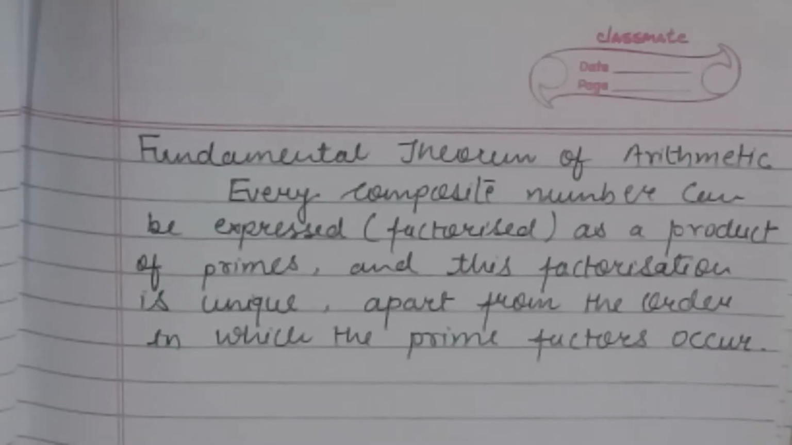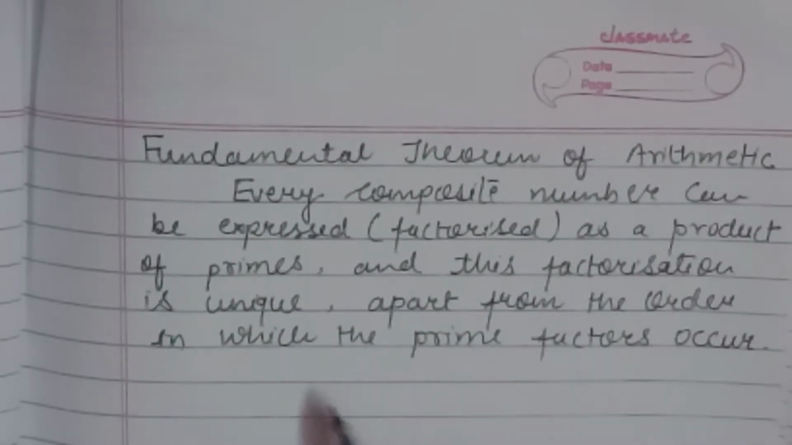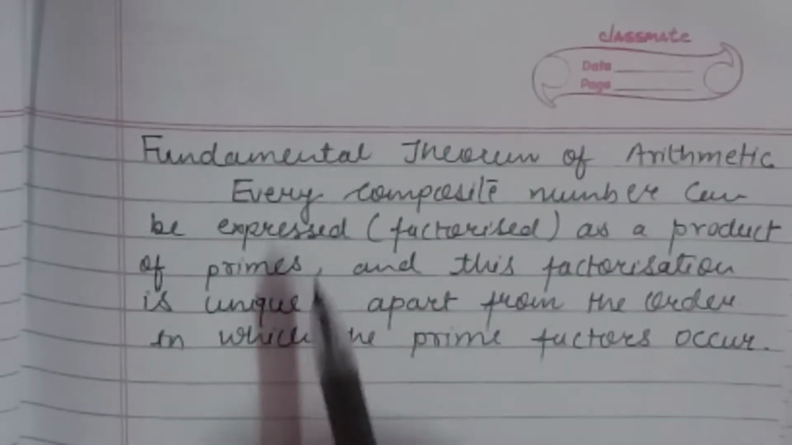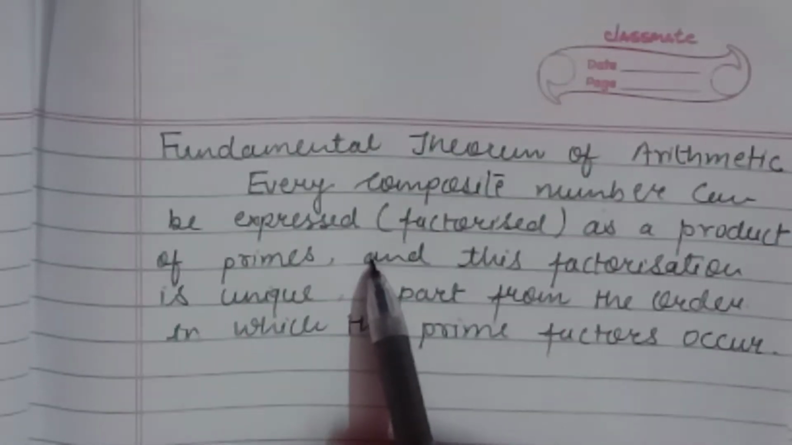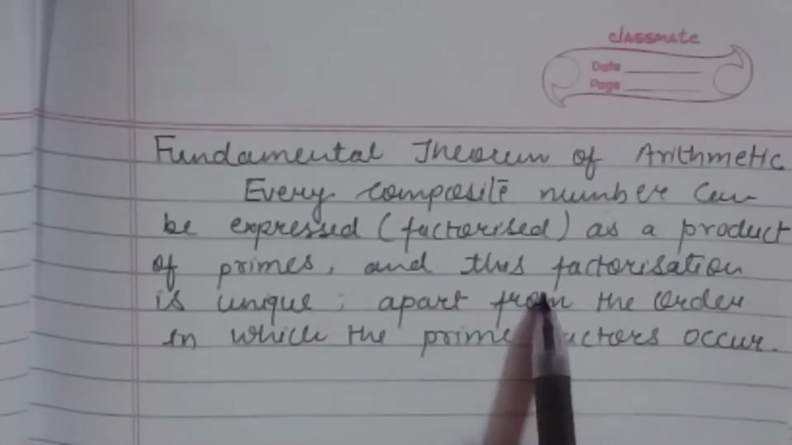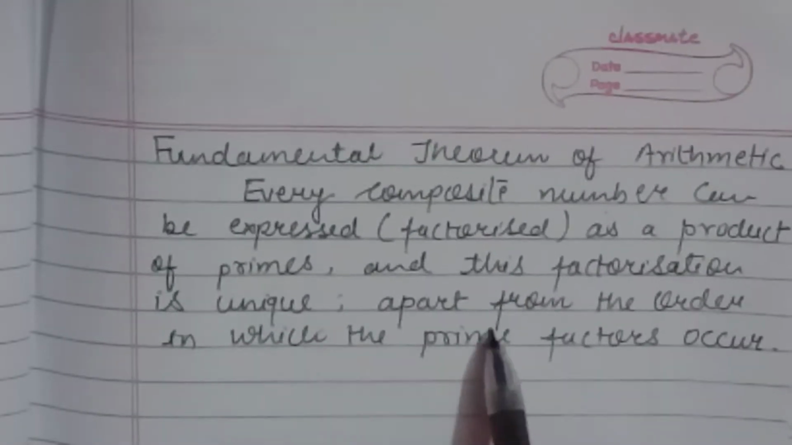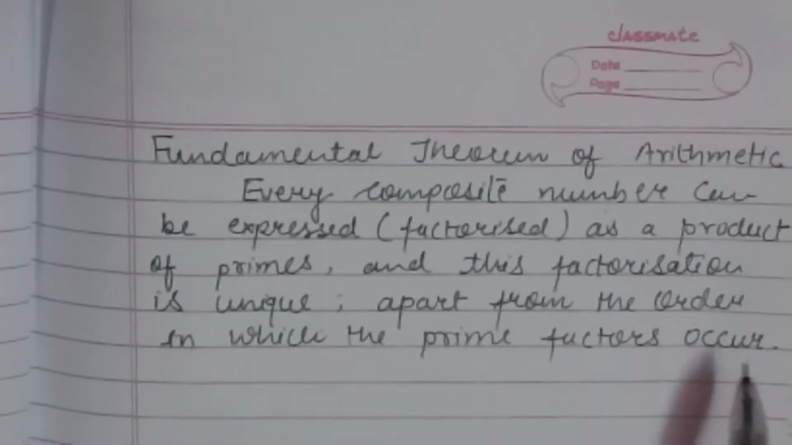Today our topic is the fundamental theorem of arithmetic. Now, what is the fundamental theorem of arithmetic? The fundamental theorem of arithmetic says that every composite number can be expressed, factorized, as a product of primes, and this factorization is unique apart from the order in which the prime factors occur.